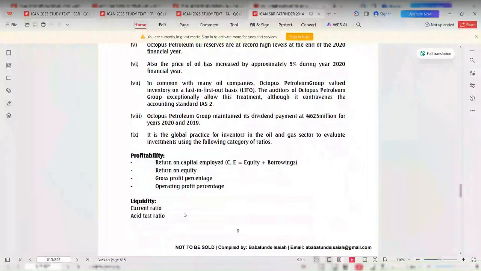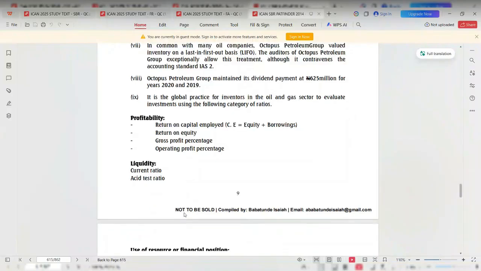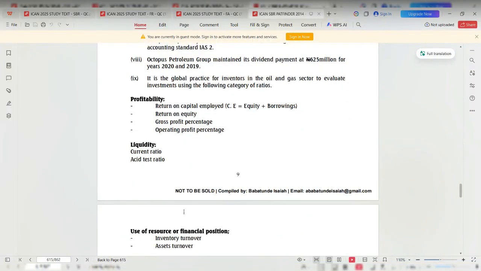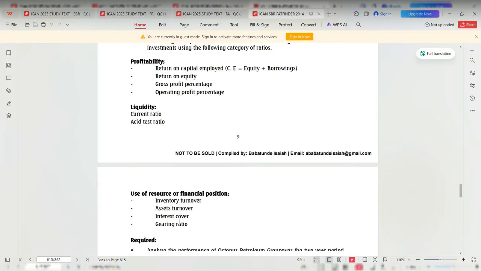So they gave us return on capital employed. They now tell us that capital employed is equity plus borrowing. Equity plus borrowing. So we have return on equity. We have total profit percentage, gross profit percentage, operating profit percentage. We have liquidity, current ratio, acid test ratio. We have use of resources, financial position, that is efficiency ratio. We have investment turnover, asset turnover, interest cover, and gearing.